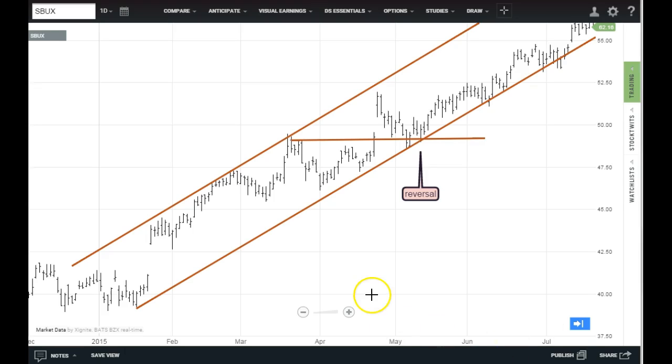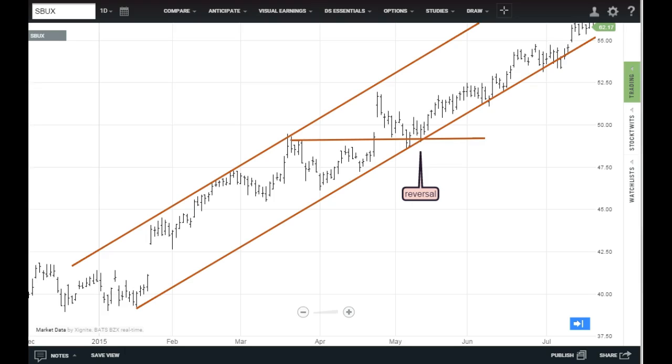In April, the stock got a bit ahead of itself on a gap up to resistance at the top of the channel, and then it fell back. The question was whether it was a good idea to buy that dip. The answer in this case was yes.